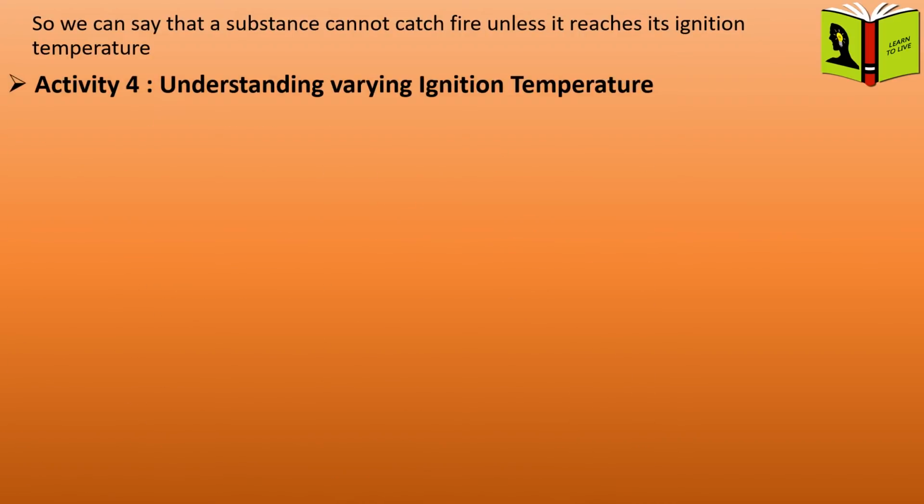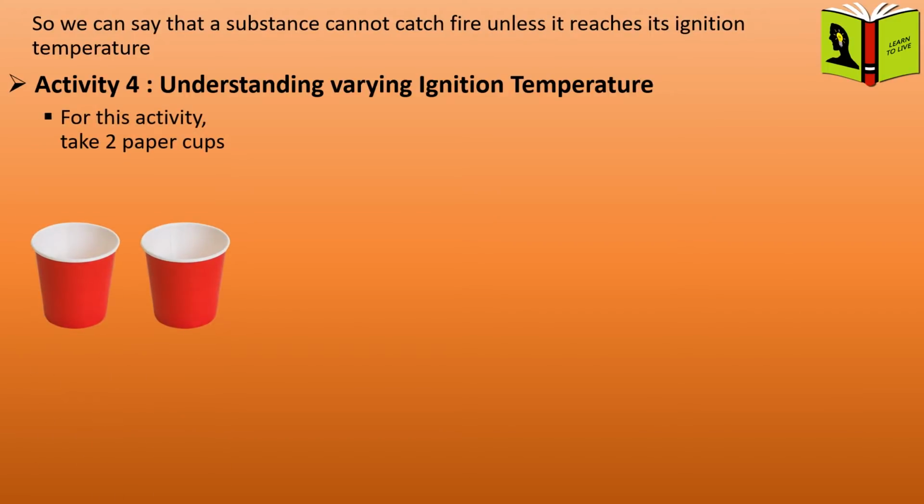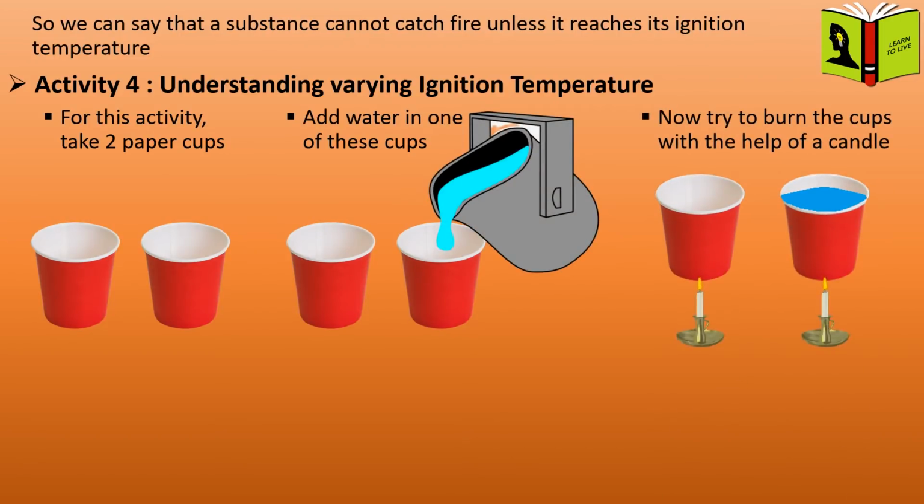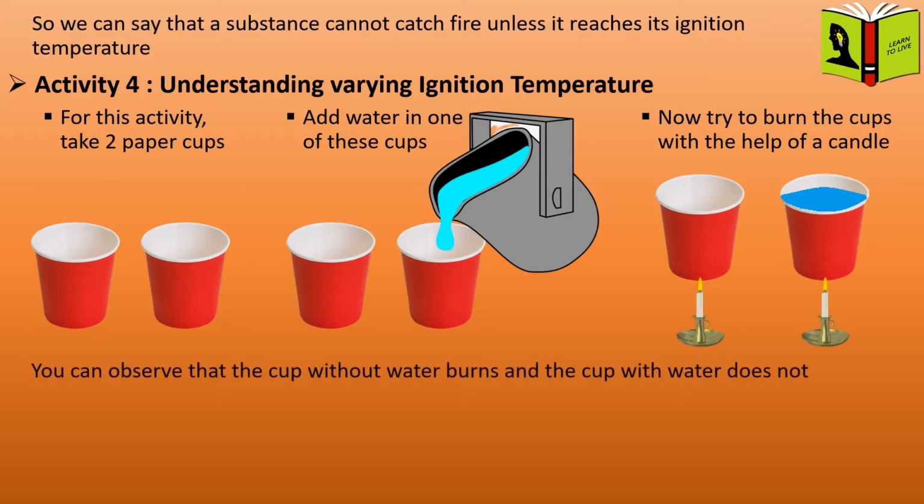Activity 4. Understanding varying ignition temperature. For this activity, take 2 paper cups. Add water in one of these cups. Now try to burn the cups with the help of a candle. You can observe that the cup without water burns, and the cup with water does not.